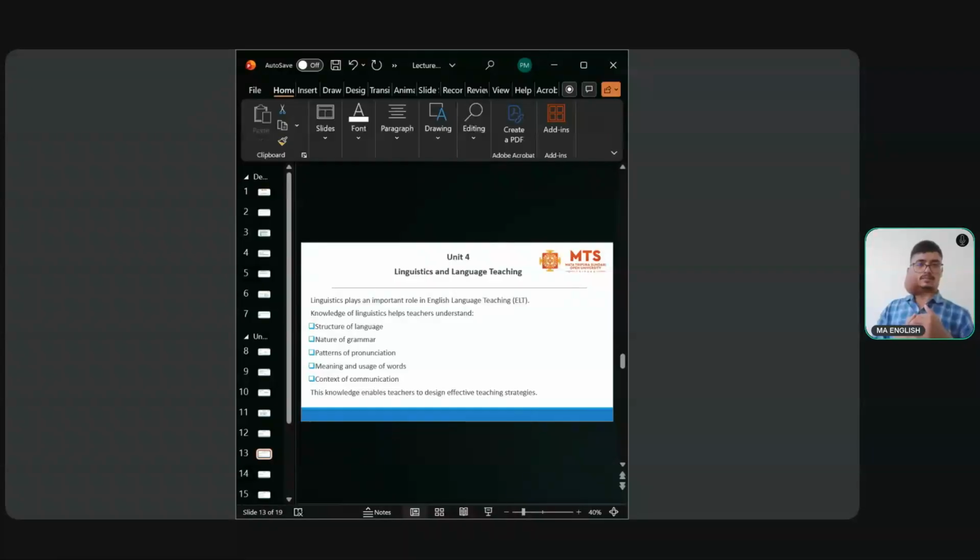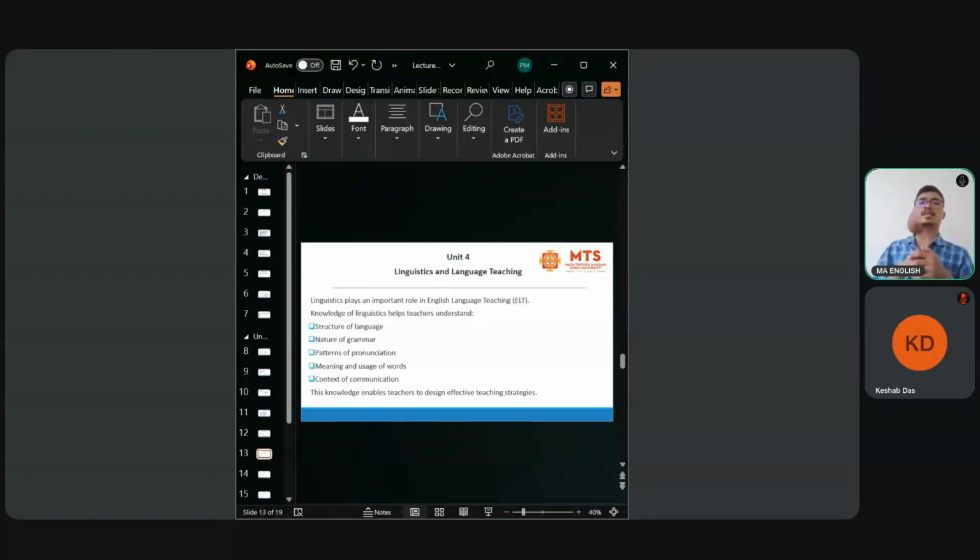So fifth, and perhaps the most important one. Linguistics helps teachers understand the context of communication. Language does not exist in a vacuum. It is always used in social situations for specific purposes, right? By specific people. Understanding this helps teachers develop students' communicative competence. And this is the ability to use language appropriately and effectively in real situations. So this enables teachers to design effective teaching strategies that go beyond simply correcting grammatical errors.